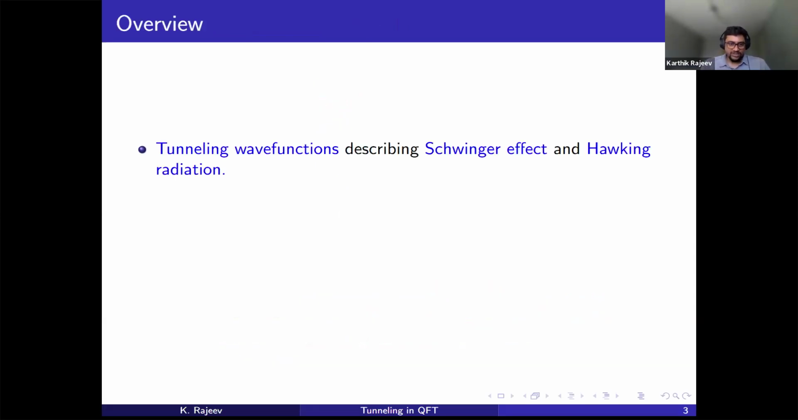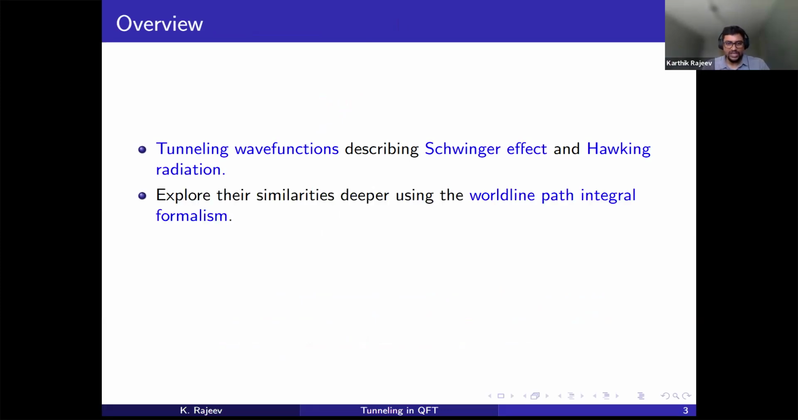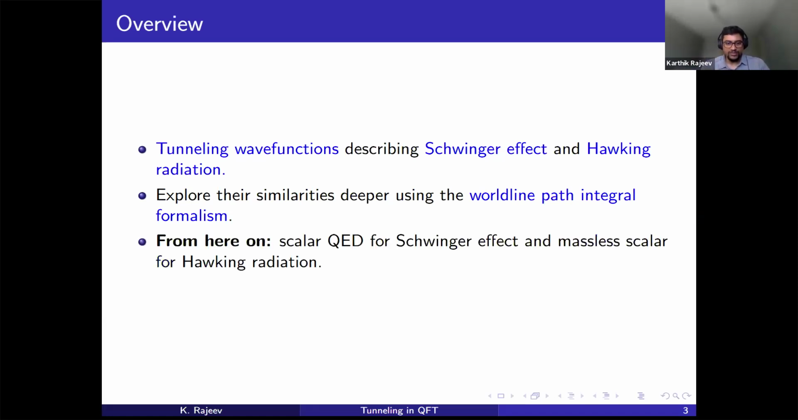So the overview is therefore to look at these tunneling wave functions describing particle production, for instance, the Schwinger effect in strong field QED and Hawking radiation in gravitational settings, and possibly explore some of the similarities deeper using the worldline path integral formalism. Again, I'll stick to scalar QED for the Schwinger case and massless scalar for the Hawking radiation.